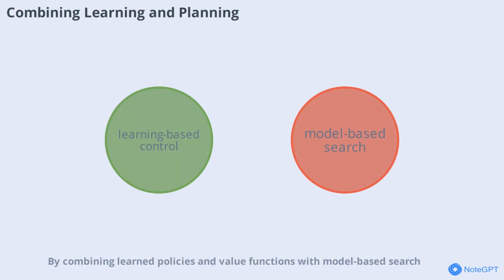By combining learned policies and value functions with model-based search, MJPC can achieve performance similar to AlphaGo's approach in discrete domains. This hybrid strategy leverages the strengths of both model-based and learning-based methods, opening new possibilities for advanced robotics control.